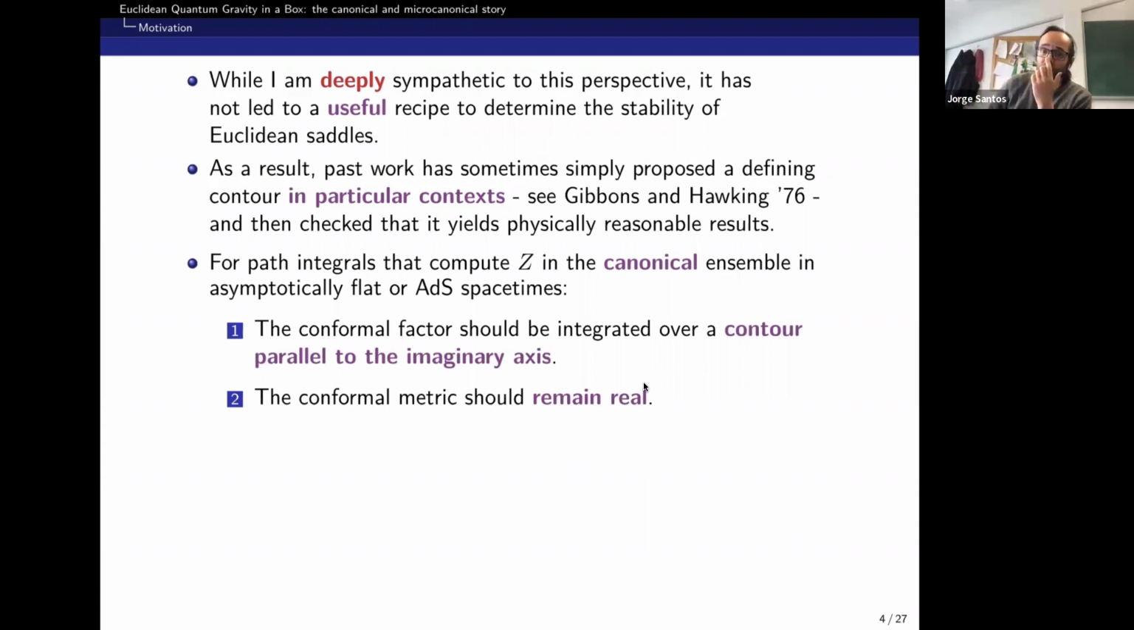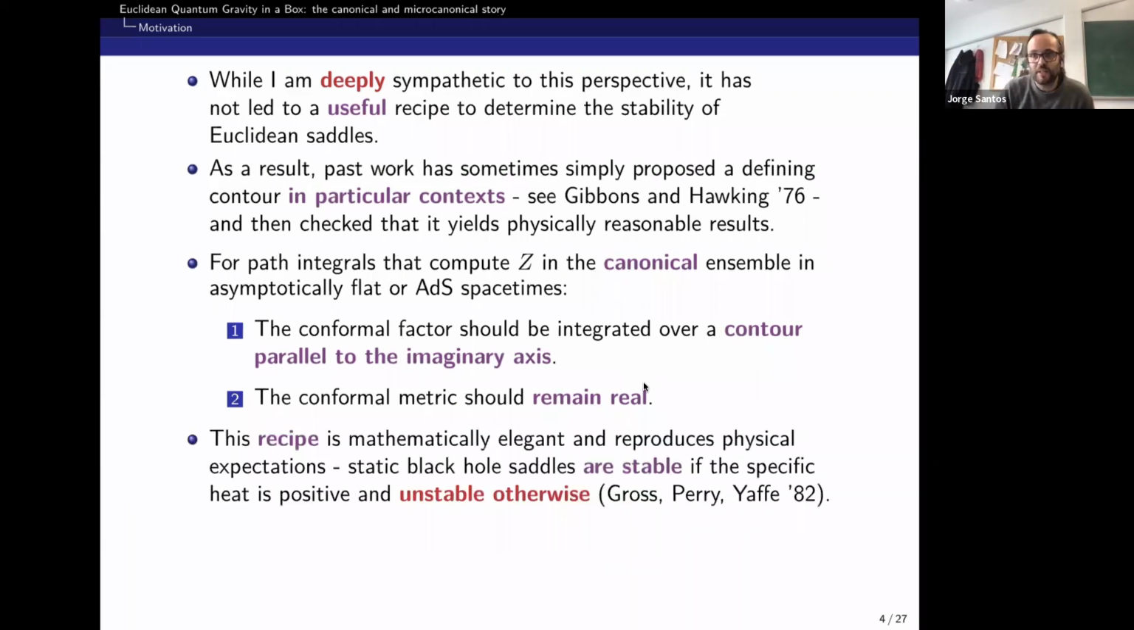you integrate the conformal factor along a contour parallel to the imaginary axis, so that that plus sign becomes a minus, and you demand that the conformal metric, the rest, should be real. Okay, so you divide your path integral in these two directions. And that's what we usually do.